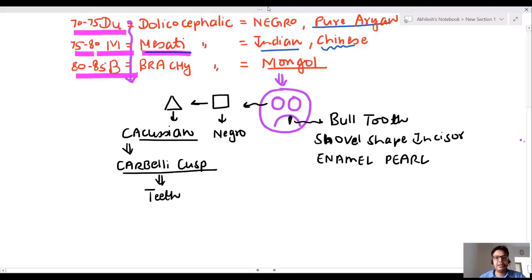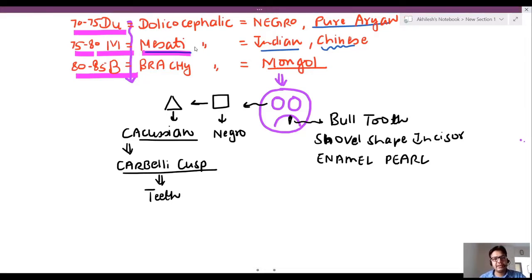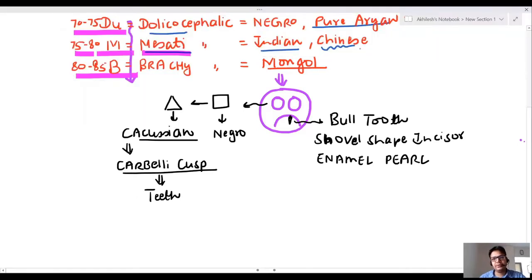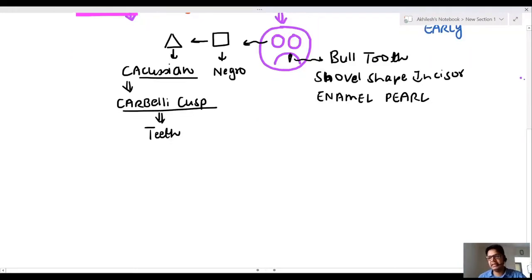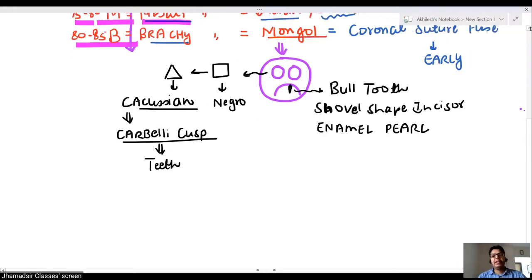Indians are mesocephalic. Negroes are dolichocephalic. Very good. Mongols are brachycephalic. In Mongols, with brachycephaly, the coronal suture fuses early. This question is also sometimes asked in examination. What is brachycephaly? Coronal suture fusion is early.